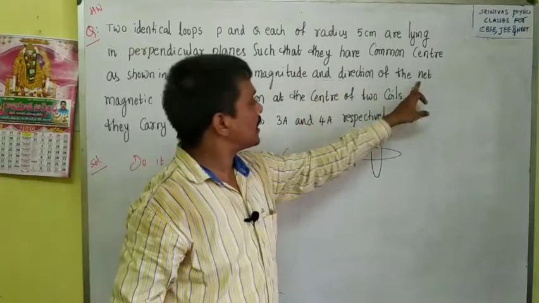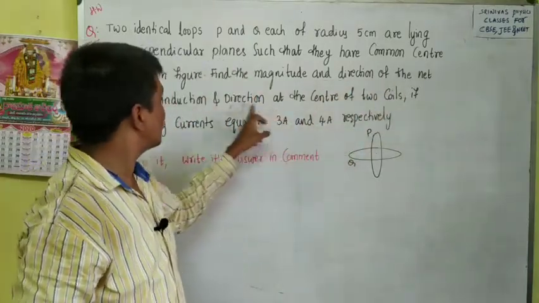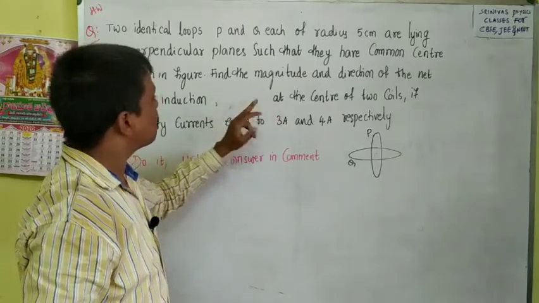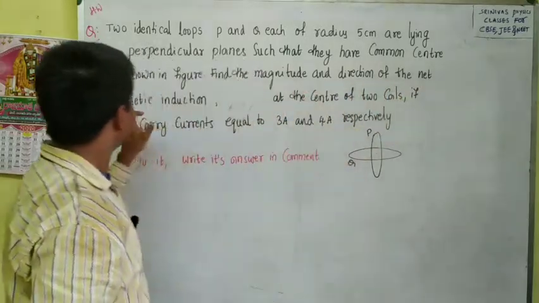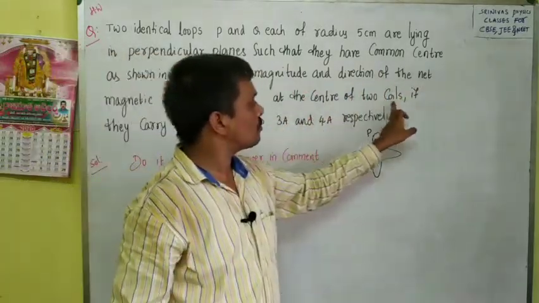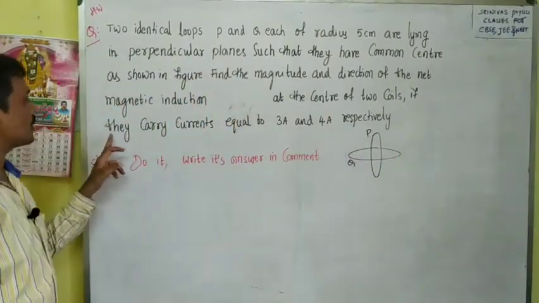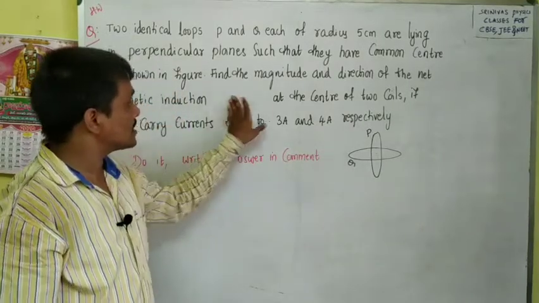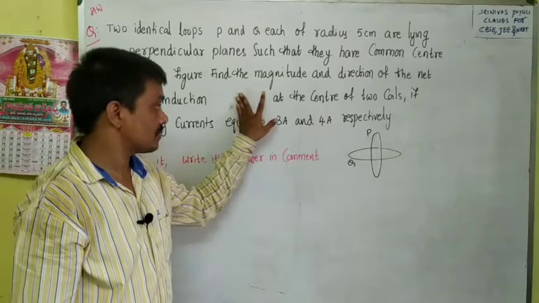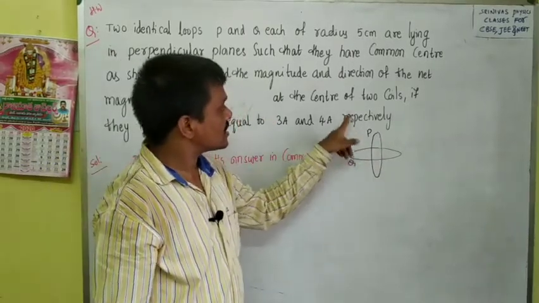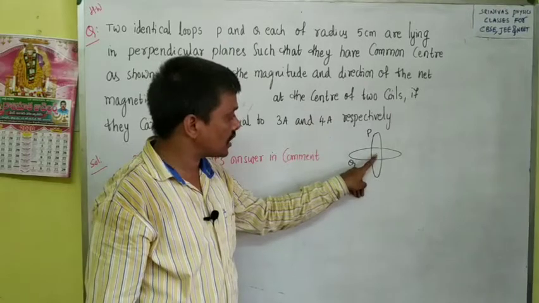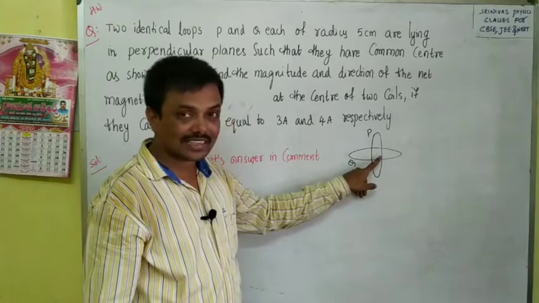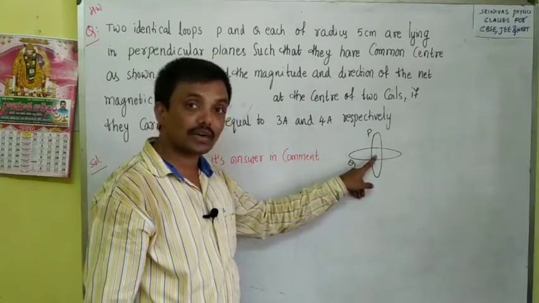Find the magnitude and direction of the net magnetic induction at the center of the two coils, if they carry currents equal to 3 ampere and 4 ampere. In this gap nothing is there. Here they are carrying currents of 3 ampere and 4 ampere. We have to find the net magnetic induction at the center. We already did this model of problem in the concept, and the same thing is there, only here they give the values.